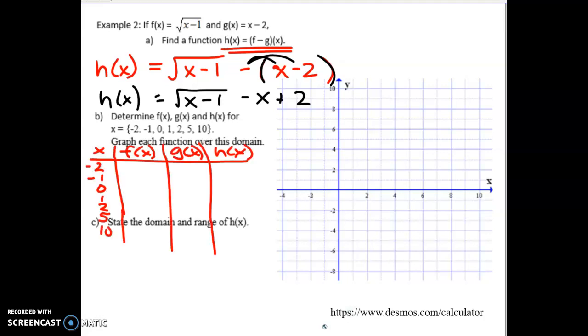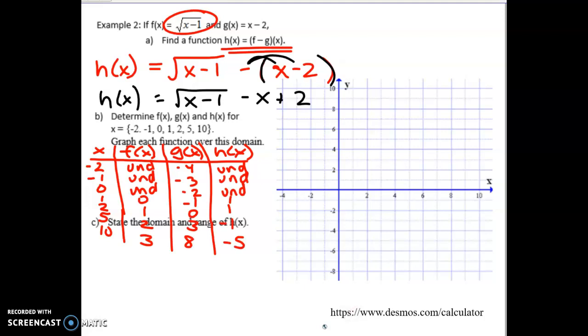All right, so we're going to make the same kind of table that we did before. We're going to plug in these x values to get f, g, and h. Okay, let's try looking at our first point, our negative 2. Negative 2, when you plug it into the root function, is giving you a negative under the root, which is undefined. So then that means h of x will also be undefined because you can't subtract 4 from an undefined value. Undefined just means it does not exist.